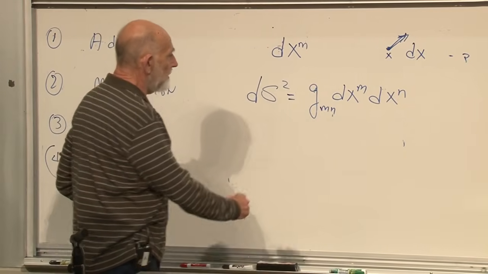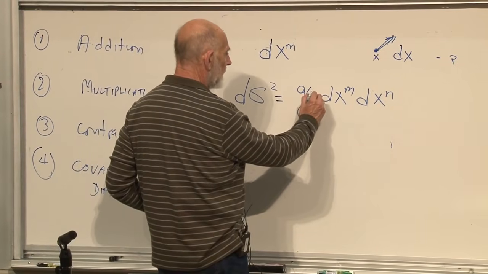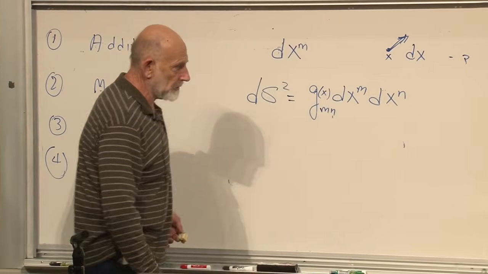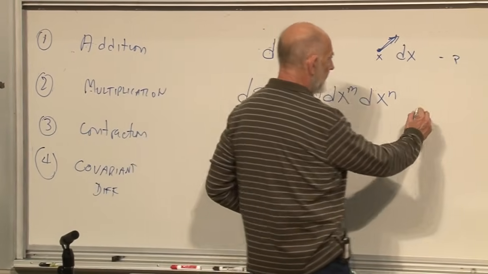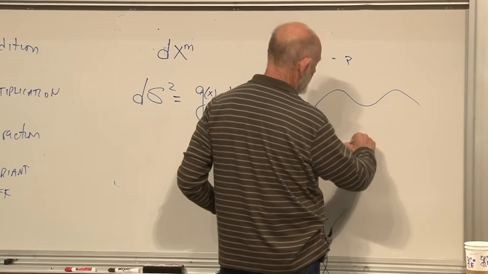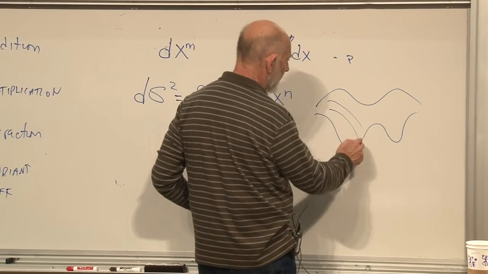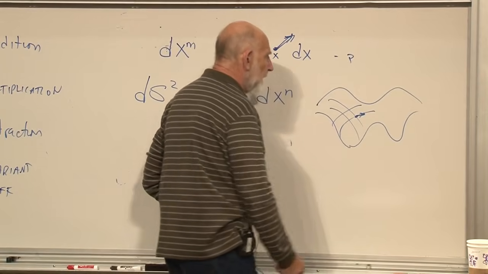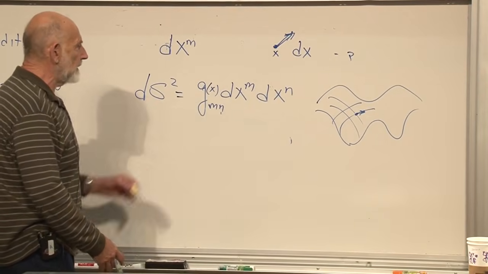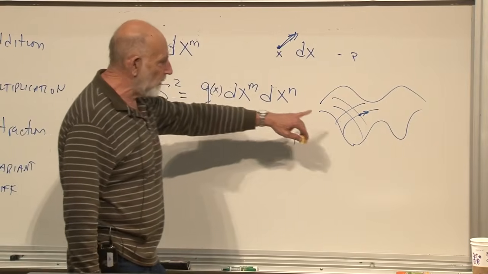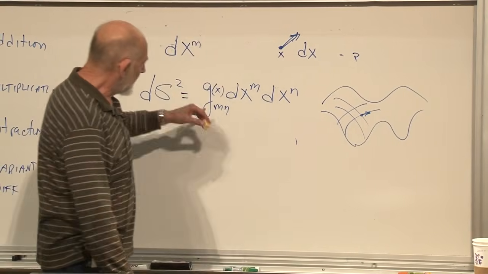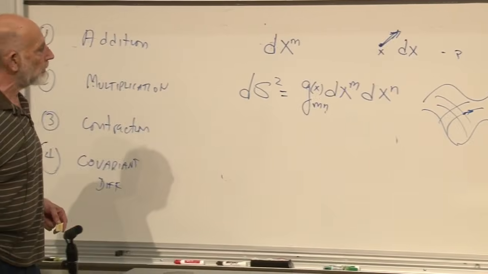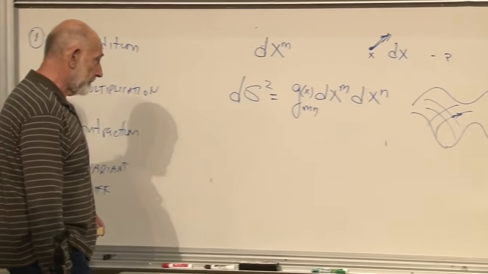In general, this g_mn will depend on where you are, so it depends on x. In particular, if you have a complicated curved space of some sort with curved coordinates, and you pick some little dx over here, then the length of it will not only depend on the dx's, but it will also depend on where you are in the space. And so this is basically the most general thing you can write down, which is quadratic.